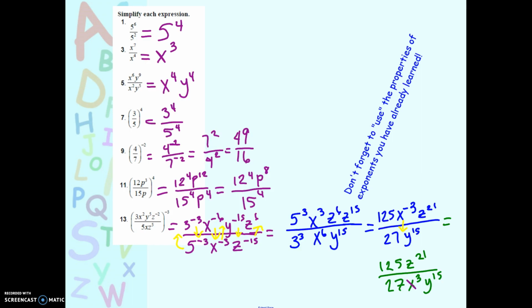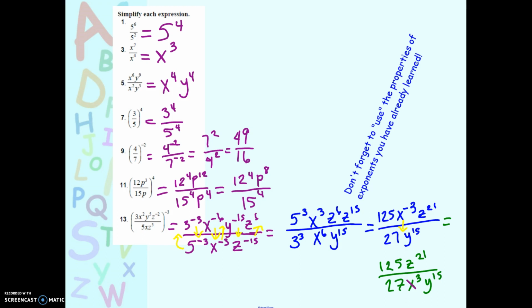Notice how on number 11, we left 12 to the 4th and 15 to the 4th because those numbers are very large. We don't have to evaluate that. However, you can't reduce anything because you haven't evaluated. So since the numbers have exponents, you can't actually reduce anything on those numbers. But the p's you could combine.